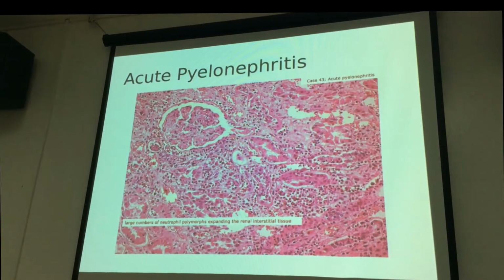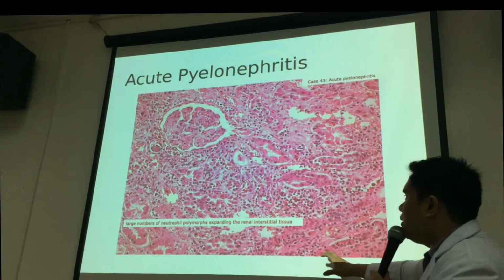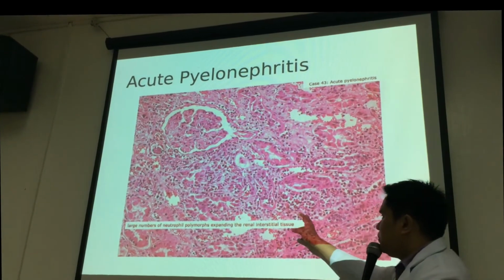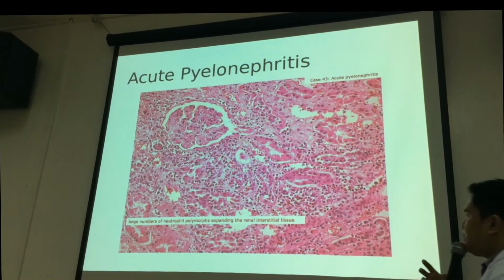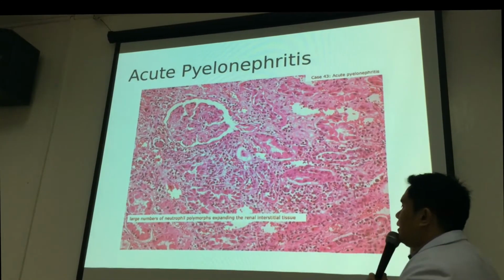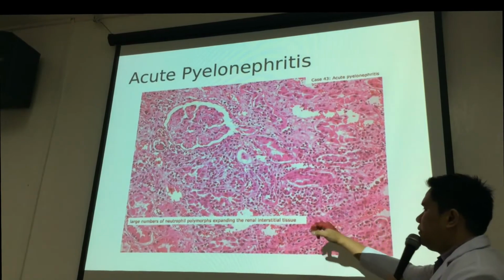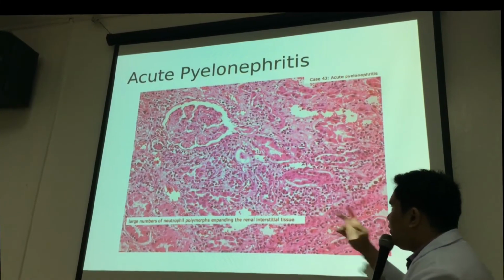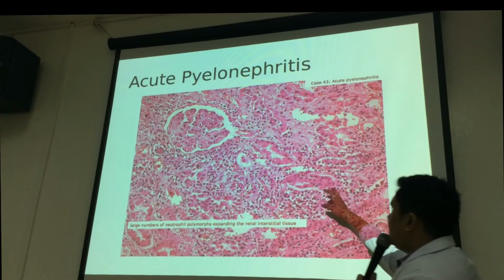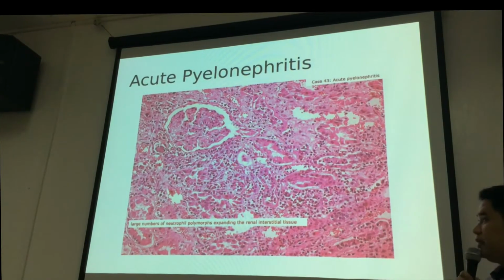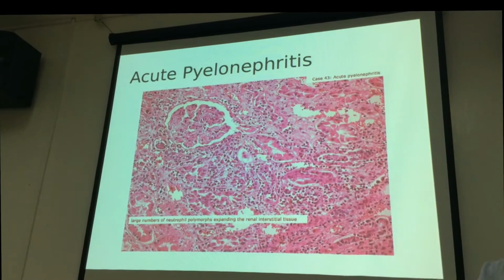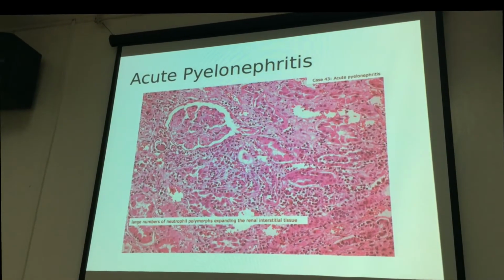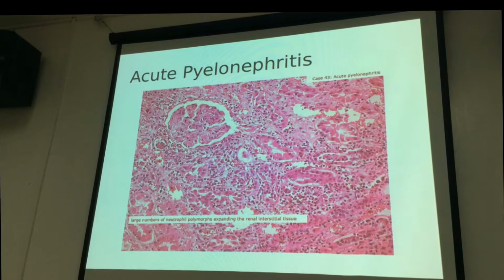So let's just continue. As I mentioned a while ago, the renal tubules will be filled with inflammatory cells. The inflammatory cells will secrete hydrolytic enzymes that are toxic to the renal tubular cells. Some of the renal tubular cells will undergo cell necrosis. In some instances, they will also show cellular edema.